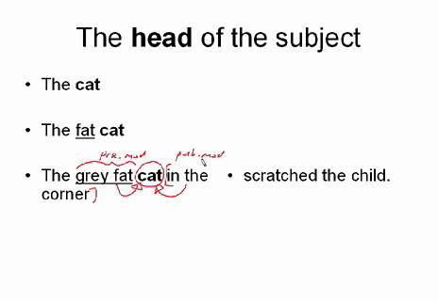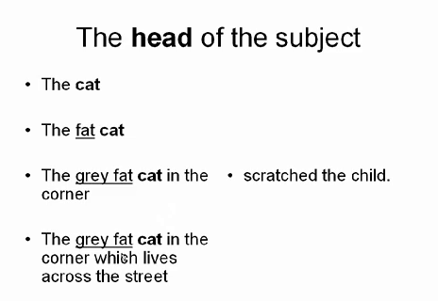Actually, looking at this now, I could say that as opposed to a post-modifier, this in fact could be an adverbial. It's analyzed in that kind of way. But we'll leave it for the time being. And here, the grey fat cat in the corner which lives across the street. This is the head. Here we have the pre-modifiers. And in the corner here is an adverbial. But this which lives across the street, it refers to the cat. And all of this here is a post-modifier.